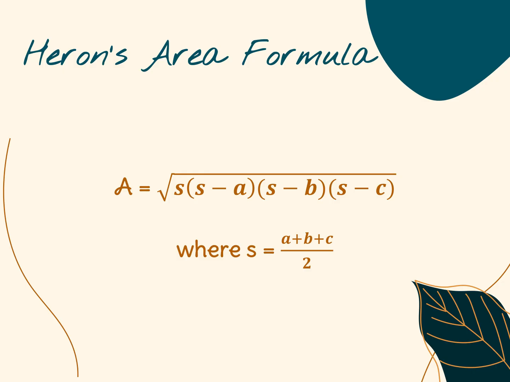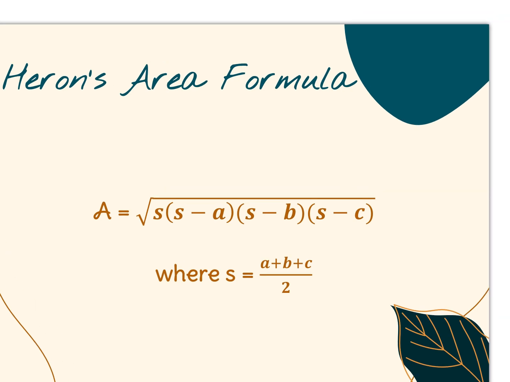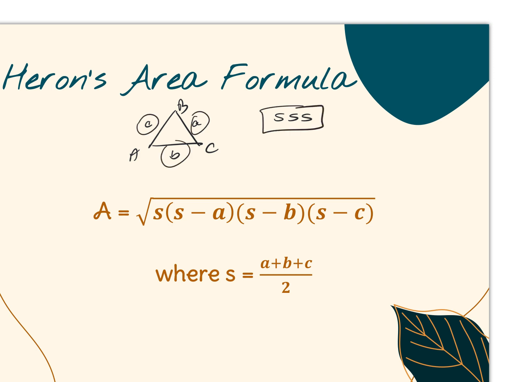Okay, so the last skill we're going to learn is Heron's formula. And this is really trying to find the area of a triangle when what you have is, let's say, an ABC triangle. You have little a, little b, and little c. In other words, you have the three sides. It's a side, side, side scenario.